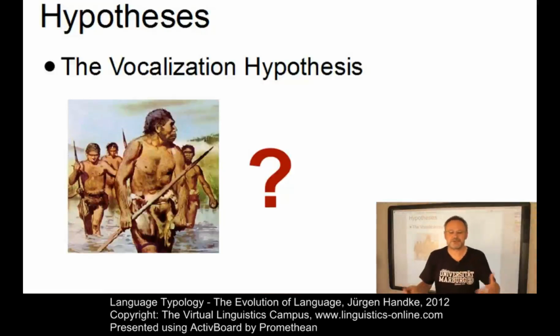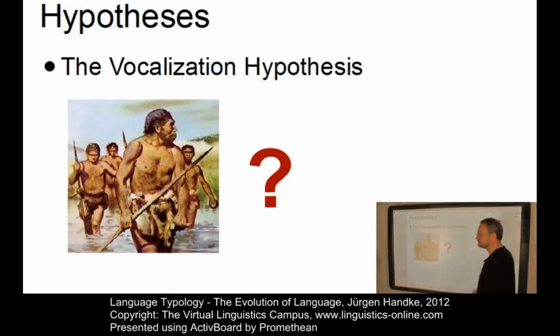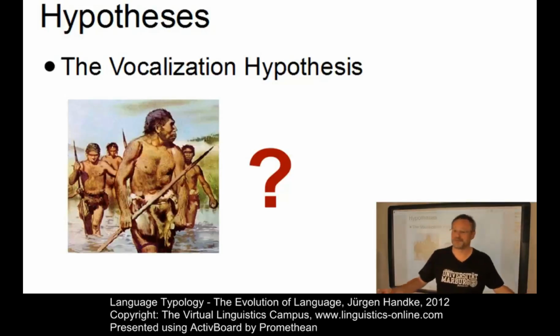The vocalization hypothesis suggests that language evolved from a relatively small set of instinctively used discrete calls shared by all hominids. They could have sounded like that. Well, whether it was really like that, you may speculate again. But such a hypothesis might explain why all languages of the world are still so much alike in terms of their sound repertoire.